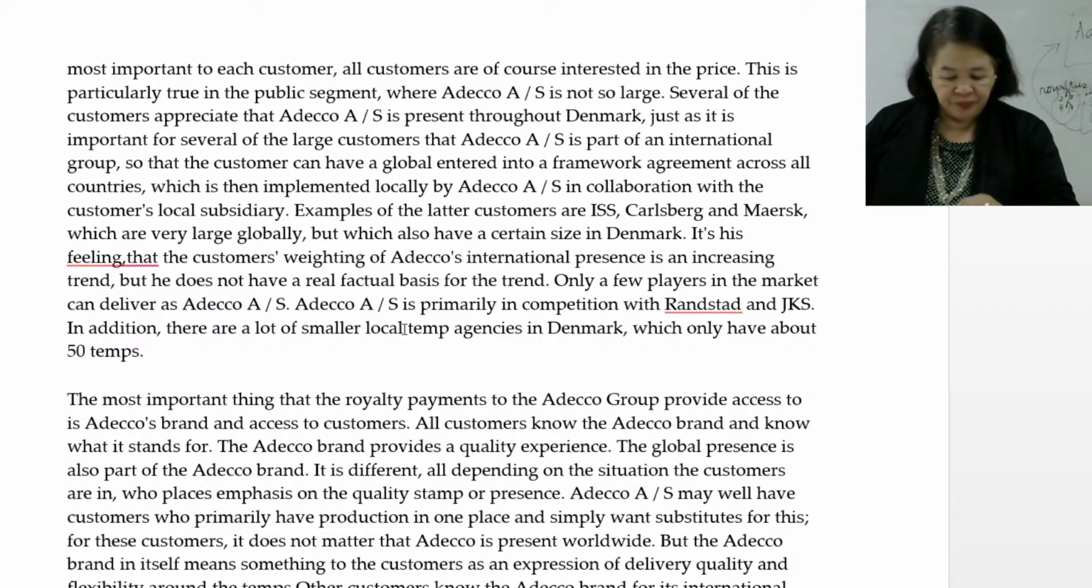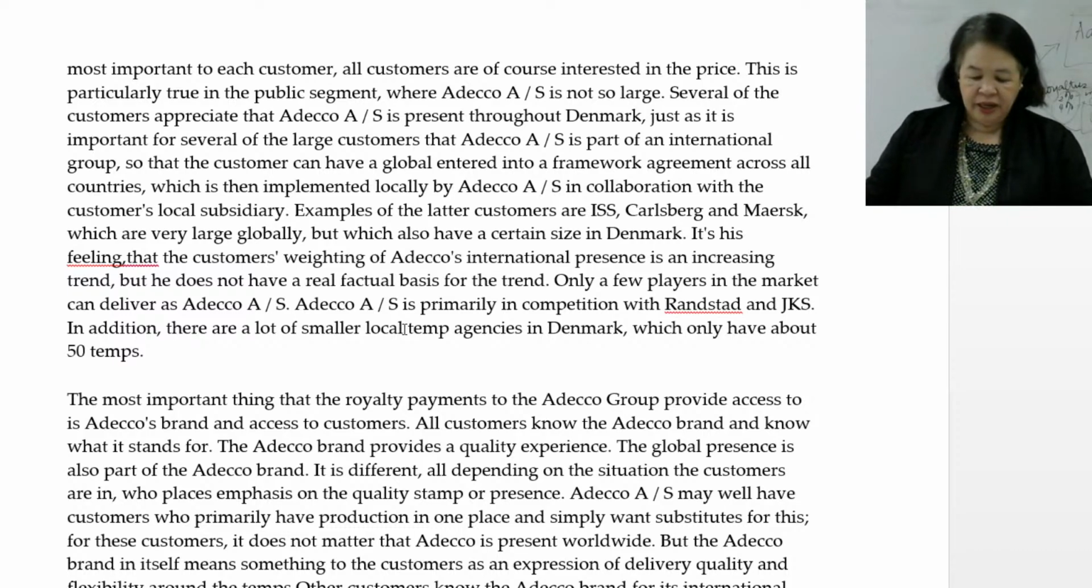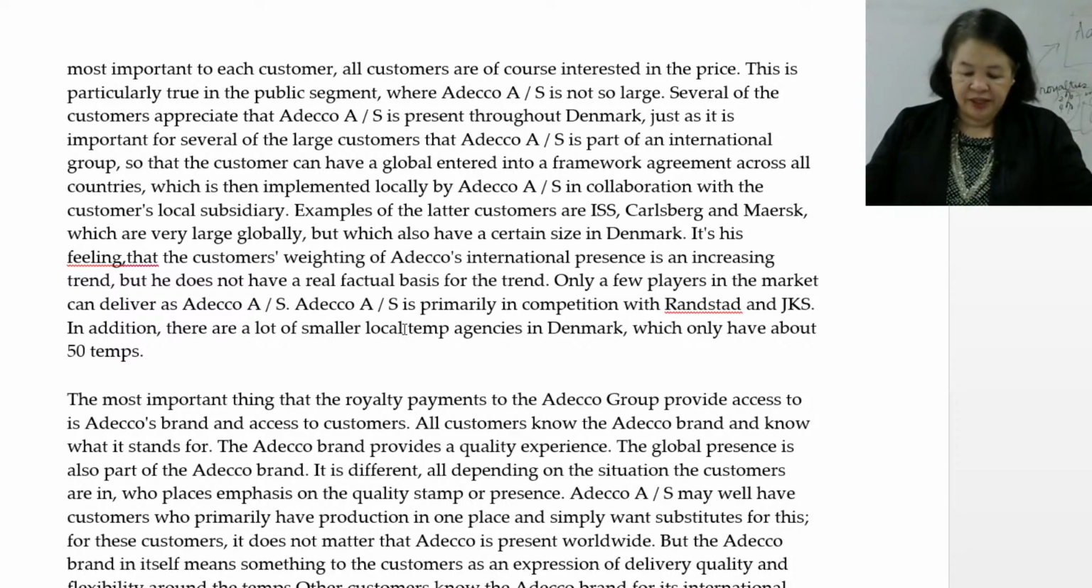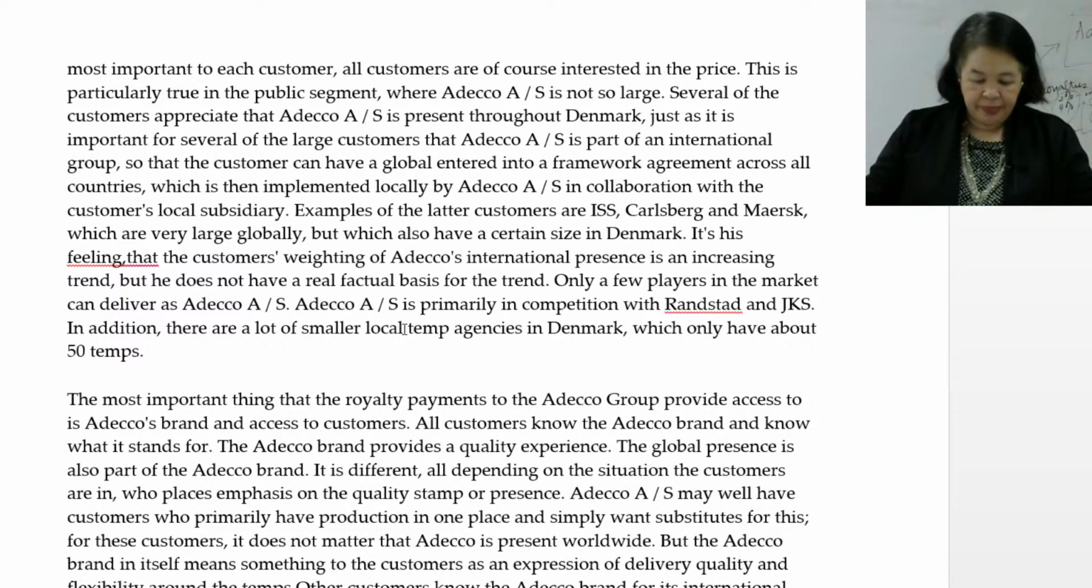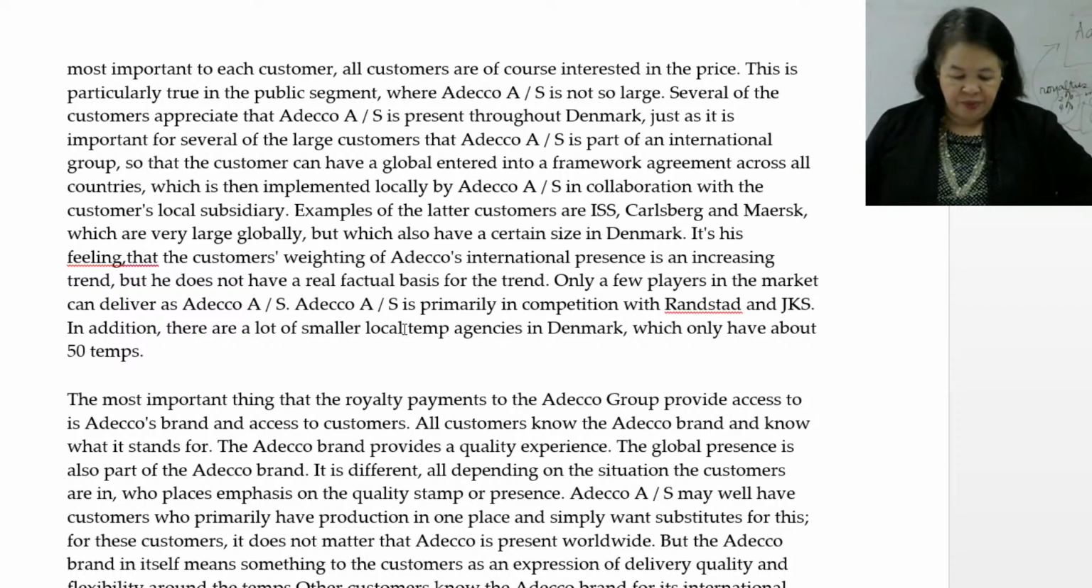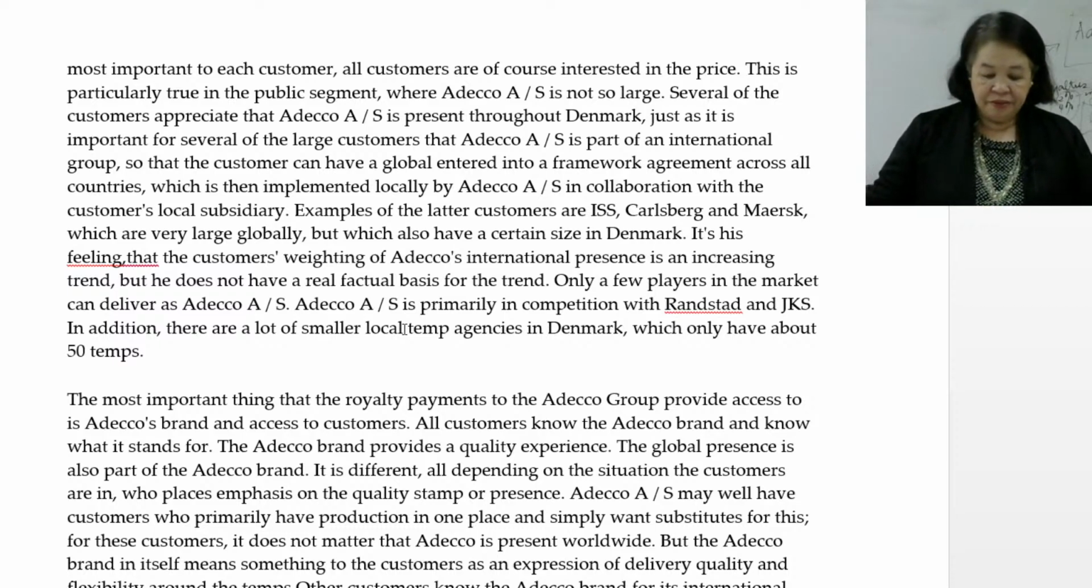So the customer can have a global framework agreement entered into across all countries, which is then implemented locally by Adecco AS in collaboration with the customer's local subsidiary. So examples of the latter customers are ISS, Carlsberg, and Maersk, which are very large globally, but which also have a certain size in Denmark. So it's his feeling that the customers' valuing of Adecco's international presence is an increasing trend, but he does not have a real factual basis for the trend.